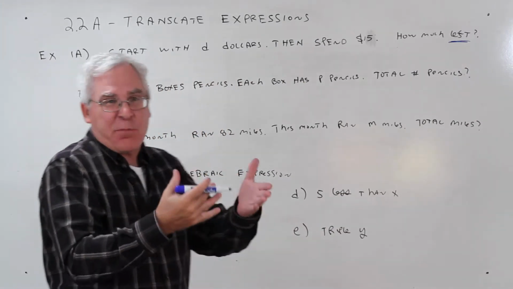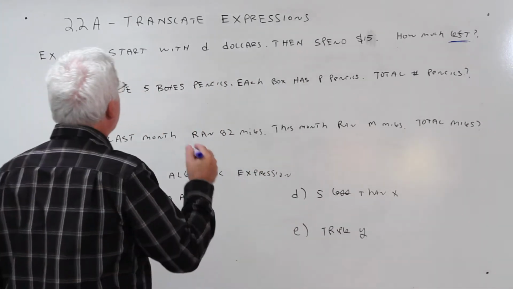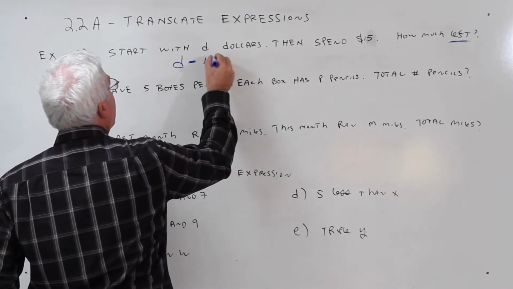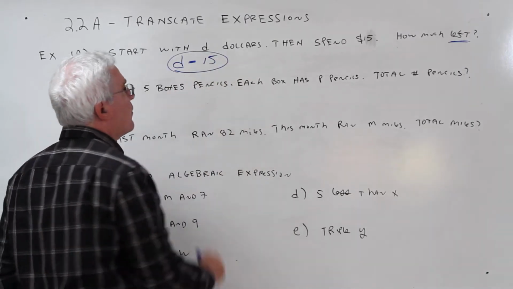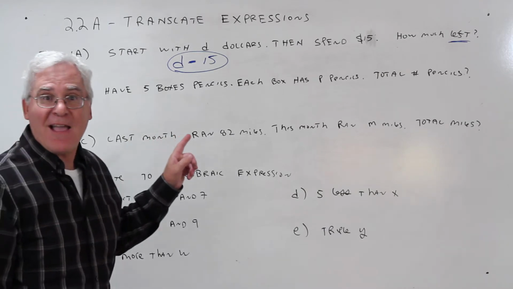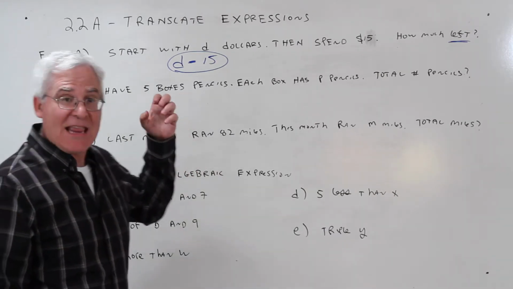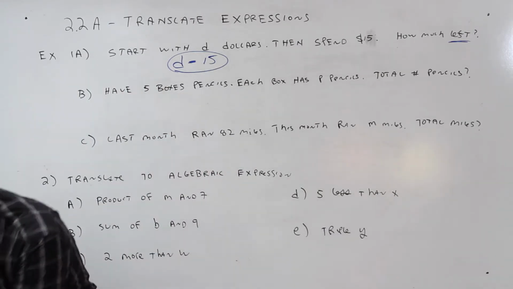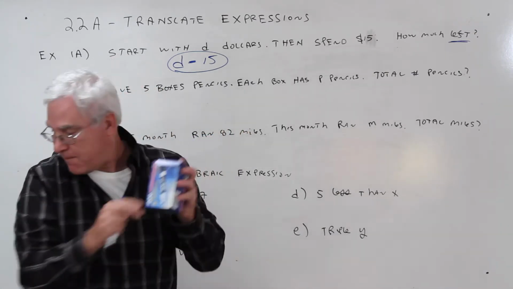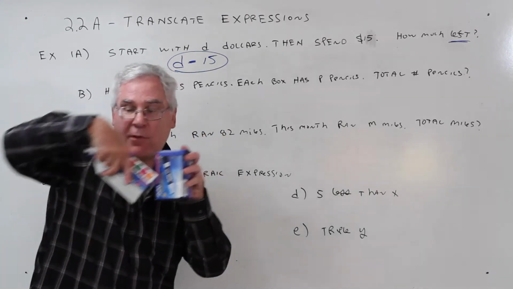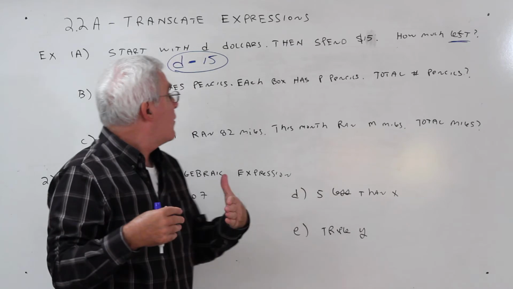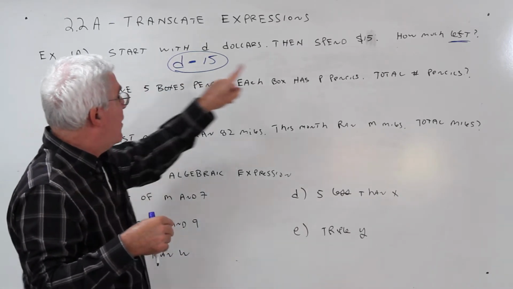Okay, well, if I spend money, I'm subtracting it. So I started with D, and then I subtracted 15. So just D minus 15. Okay, B. You have 5 boxes of pencils, and each box has P pencils in it. Okay, so I've got 5 of these boxes with P pencils in them. Well, each box has P, so what I'm going to do is say 5 times P.